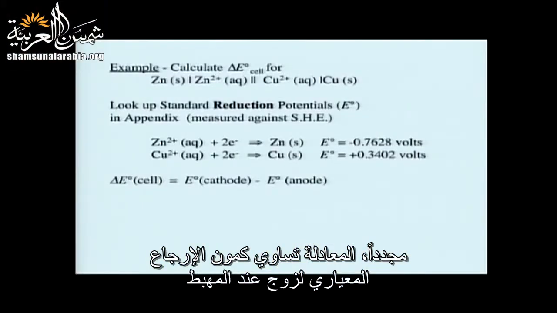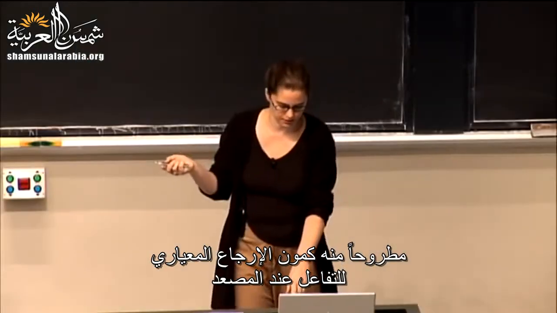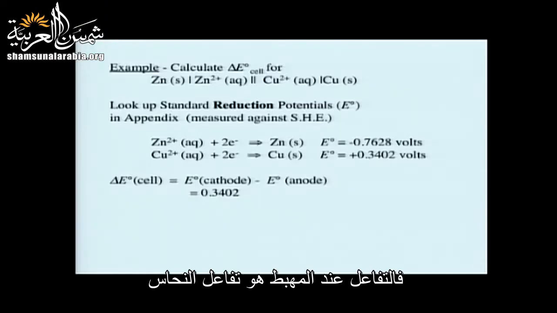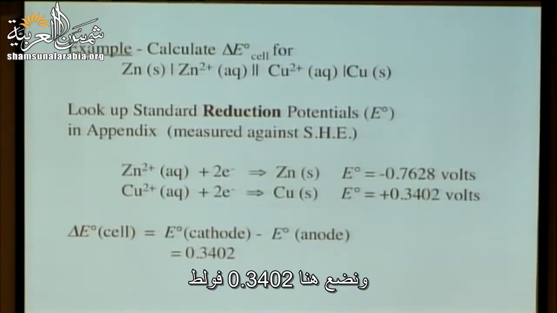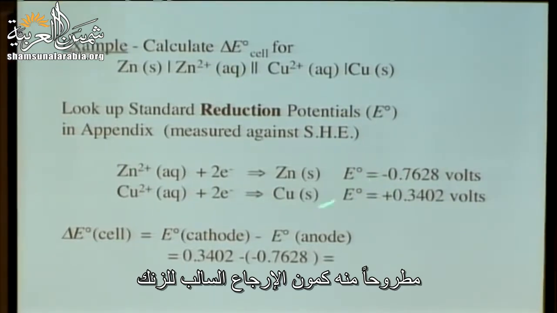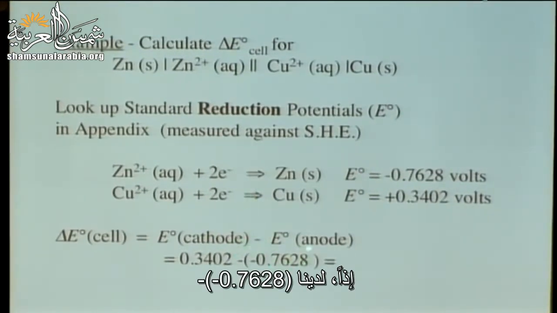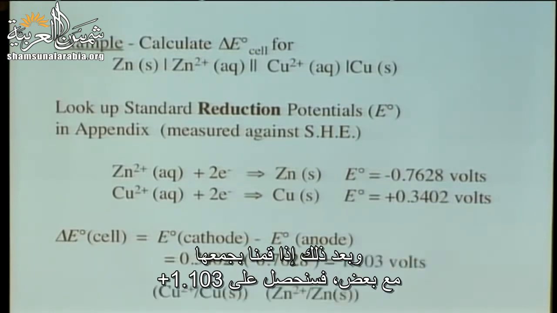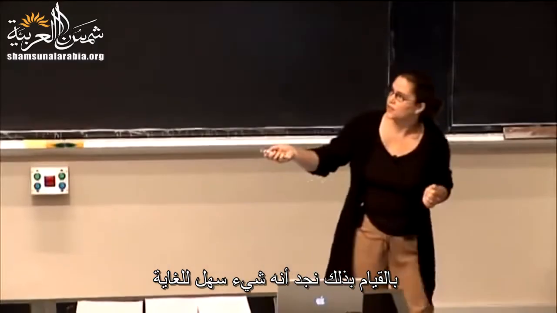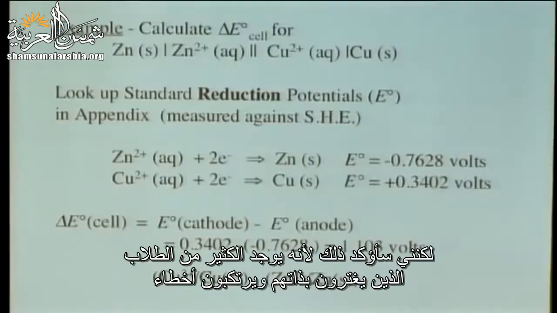Again, the equation is the standard reduction potential for the couple at the cathode minus the standard reduction potential for the reaction at the anode. So the reaction at the cathode is the copper reaction. And so we put in here 0.3402, and then minus, and the zinc reduction potential is negative, so it's minus a minus 0.7628. And then if we add that together, we get a positive value of 1.103.